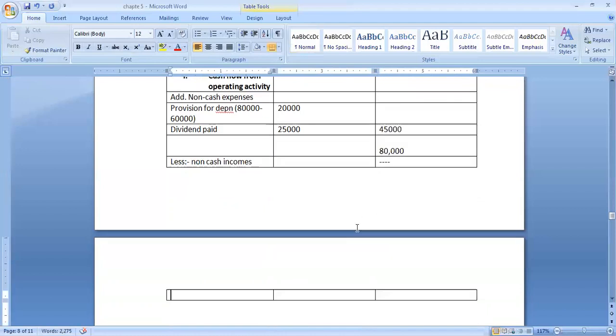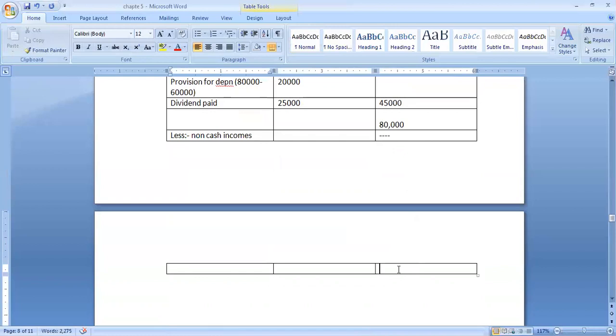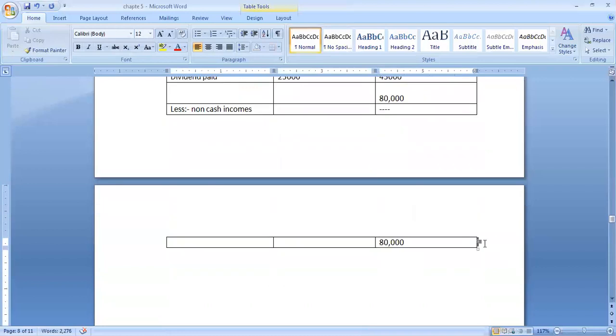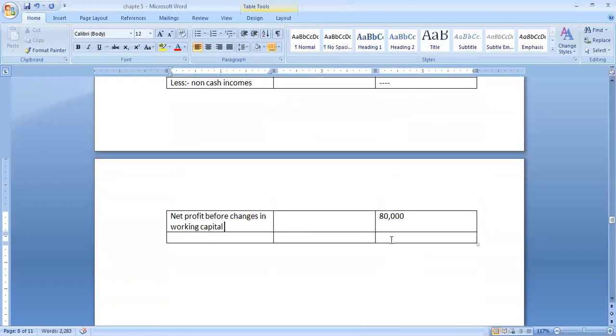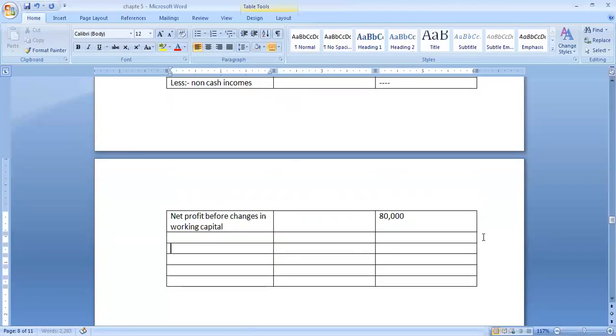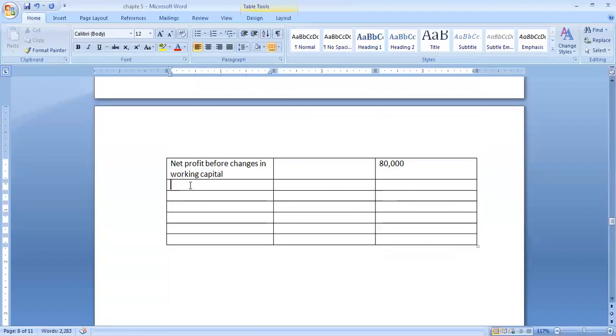Okay. And now, so whatever the value that is going to remain here, you got just 80,000 as there is no value. So what is this called as? This 80,000 is called as the net profit before changes in working capital. Okay. So what is indicating the working capital? Increase or decrease of the current assets or current liability is going to indicate the now working capital. Okay.